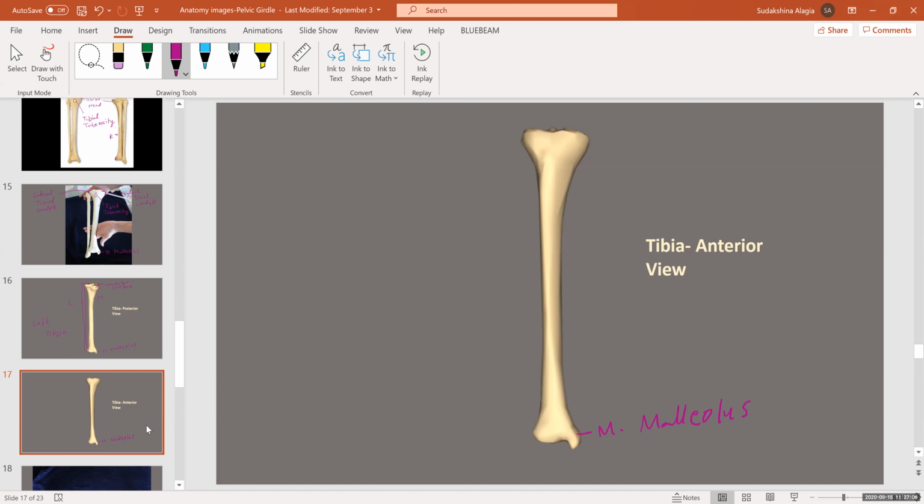Which tibia is this? Left or right? The right one. The right, yes, because this is the medial malleolus, meaning the lateral malleolus will have to be here and the fibula will have to be here. That's the lateral, that's the medial. You are looking at it anteriorly, so it's the right tibia.